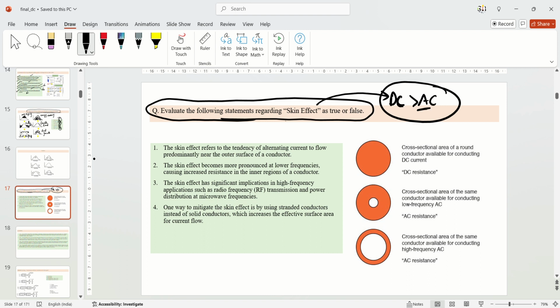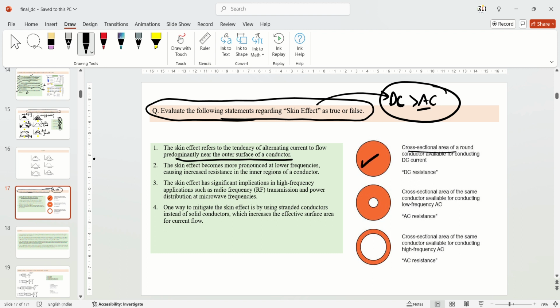Okay, let me give the solution for this question. This is related to the skin effect in AC systems. So the first statement, if you can see, says the skin effect refers to the tendency of the AC current to flow predominantly near the outer surface of the conductor. That is true. If you can see the right side image, what is there in the DC system?